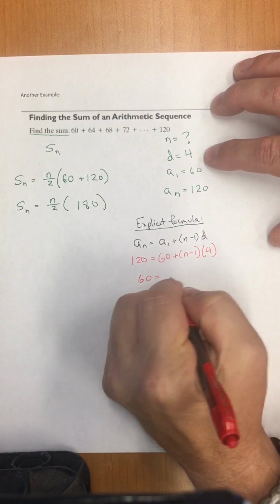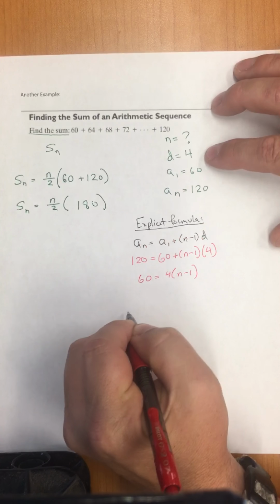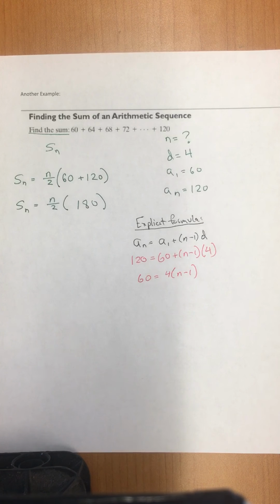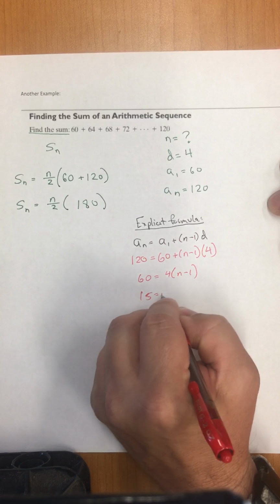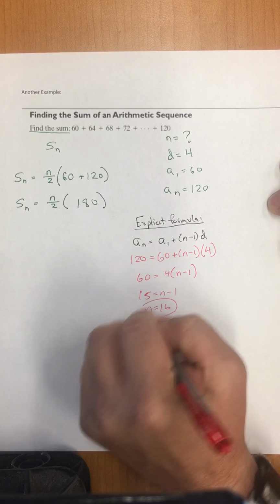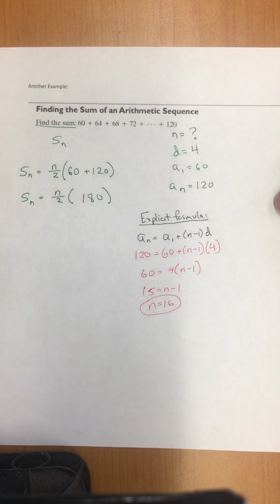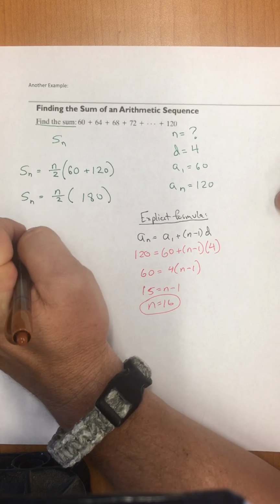So you subtract 60 from both sides. Let's see, divide by 4. Let's see, 60 divided by 4, is that 15? Yep. So I know that I have 16 terms in this. So now I can finish my formula.